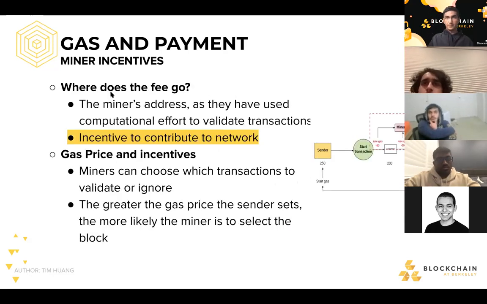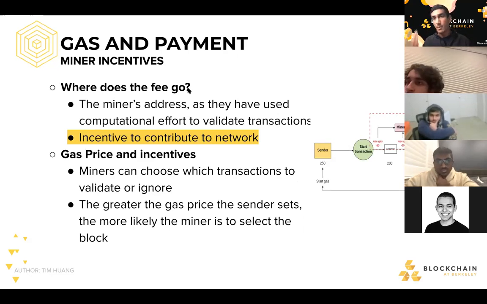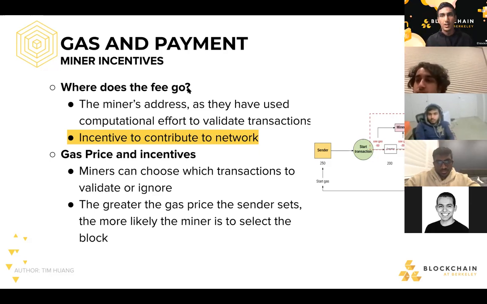Cool. So miner incentives. This was the original question. Where does the fee go? The fee goes to the miner's address as they have used their computational effort to validate the transaction. So that's the incentive to contribute to run nodes on Ethereum, is to get gas and mine Ethereum. So miners can choose which transactions to validate or ignore, and different miners have different strategies based on their own hardware to maximize their profits, because they might have special GPUs that are really good at certain tasks, and they can try to code their own algorithm to choose which tasks to take or not, which actually is really tough because the code is hashed, but that's besides the point.